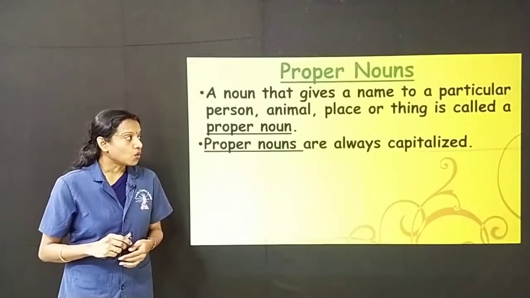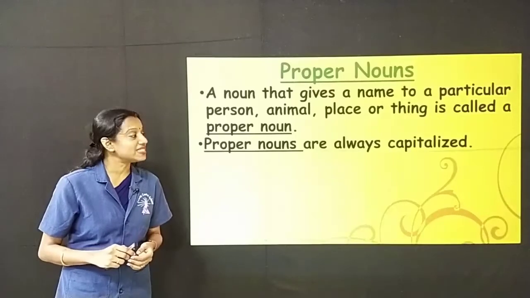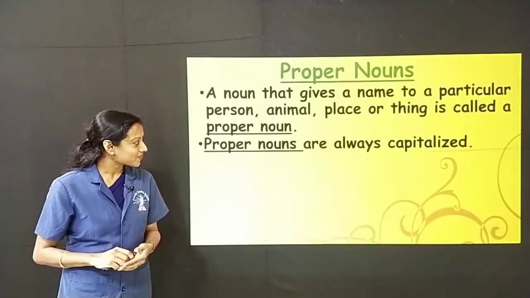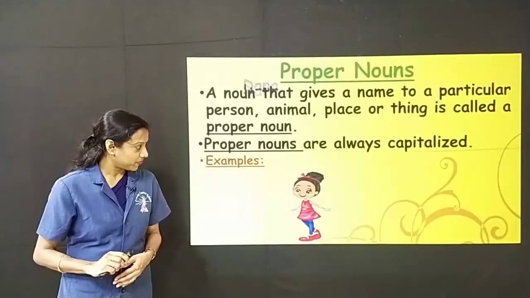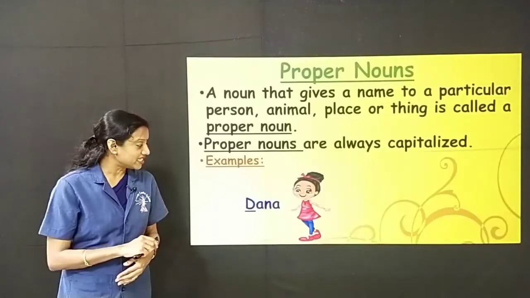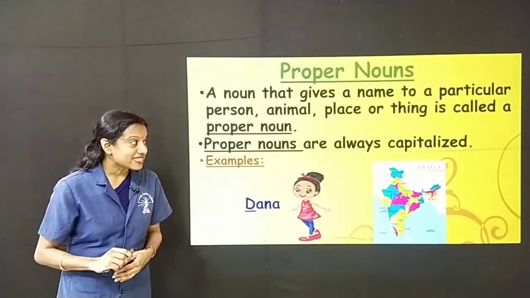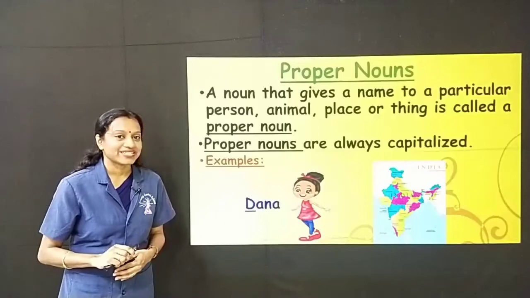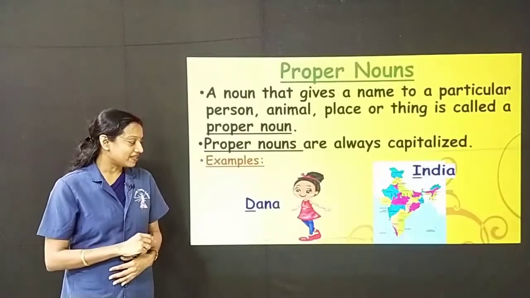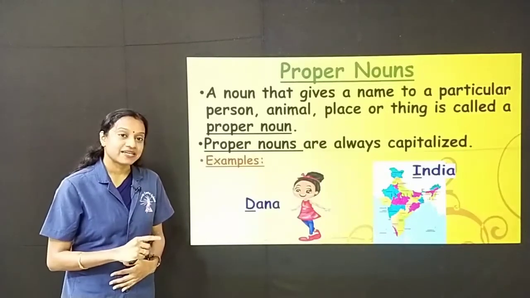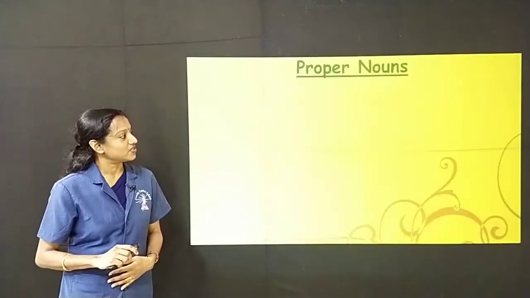Proper nouns are always capitalized. That means they begin with a capital letter. For example, let's see what's her name. It's Dana. So D is capital. It begins with a capital letter. India, that's a country. So it begins with the capital letter I. So Dana, D is capital. India, I is capital. Let's look at some more examples, children.